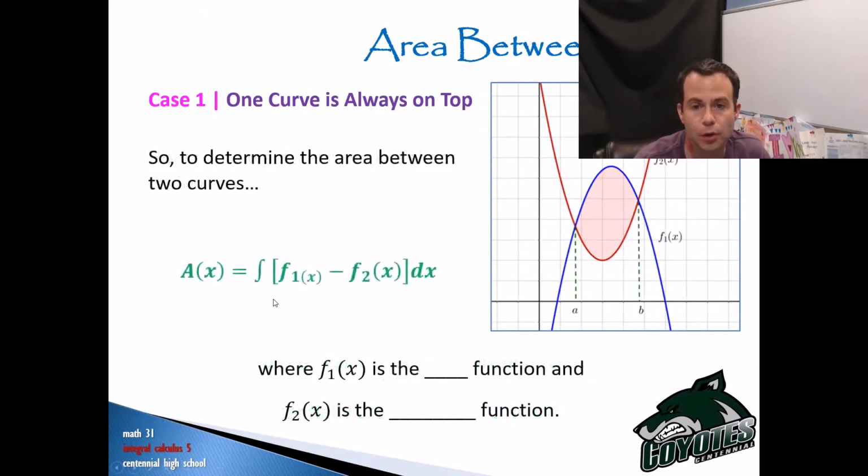Okay, so we say that the area would be the integral of f1 minus f2, where f1 is the top function and f2 is the bottom function. Okay, so it's top minus the bottom. Whoever's on top, subtract whoever's on bottom.